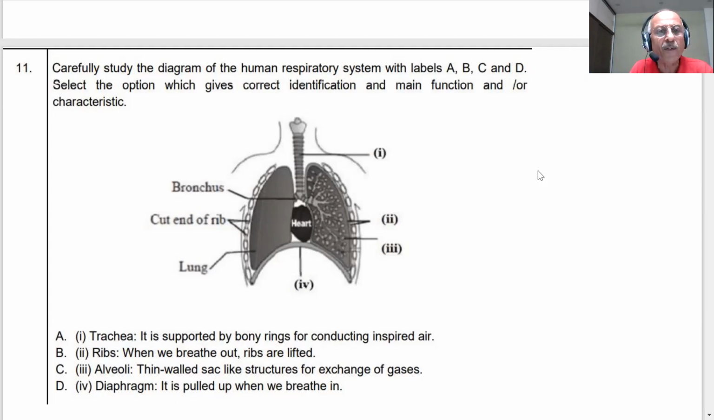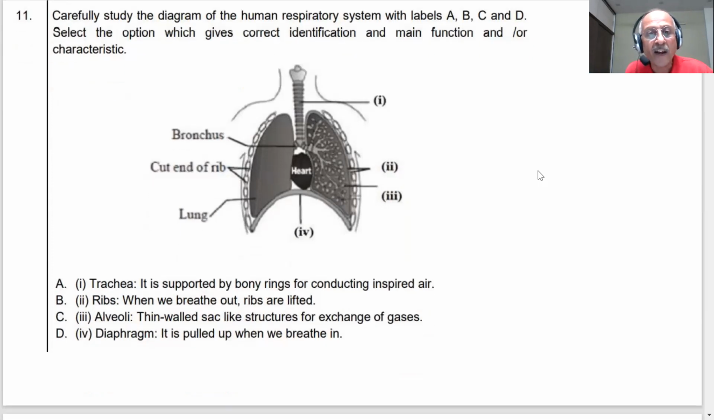And then, as you have read in the NCERT, when we breathe in, what is happening? Our ribs, as shown here, these are the ribs at point 2, we lift our ribs and flatten our diaphragm. Therefore, this is not the right answer. This is not the right answer. What it says, the diaphragm is pulled.